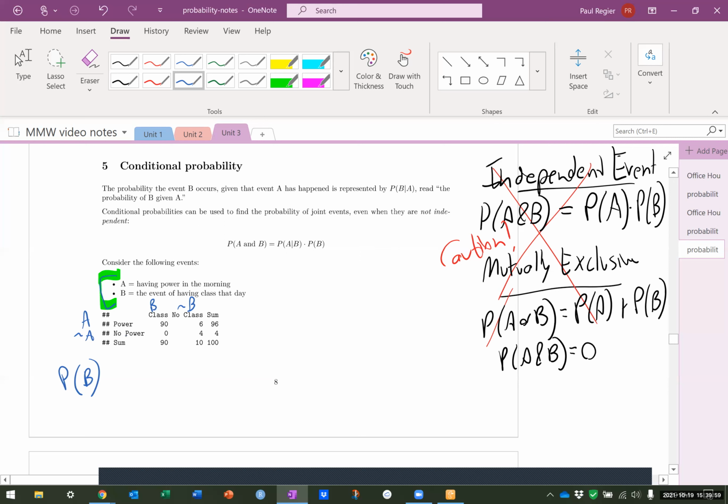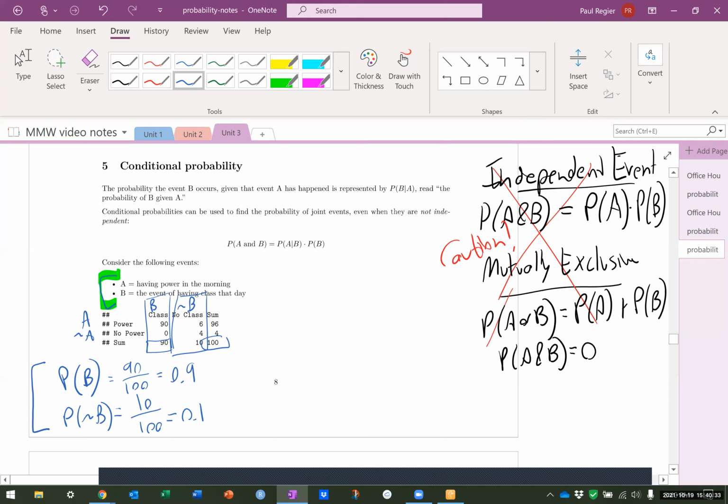So what's the probability of having class on any given day? Okay, that we could just look at, of all the classes, 90 times we met out of a total of 100. So 90 out of 100. So let's do something else. What's the probability of having no class? Well, probability of not B is going to be 10 out of 100. 10 classes out of 100, so 0.1. And these are what? Complementary events.